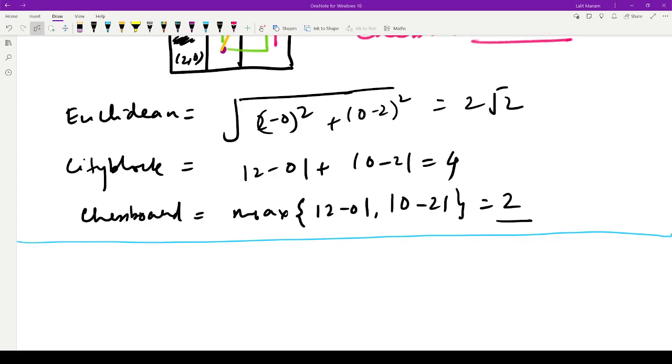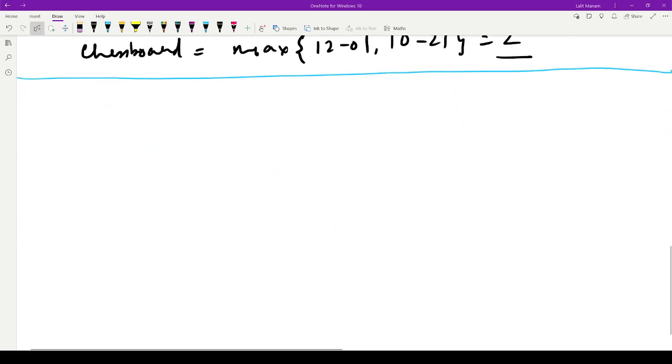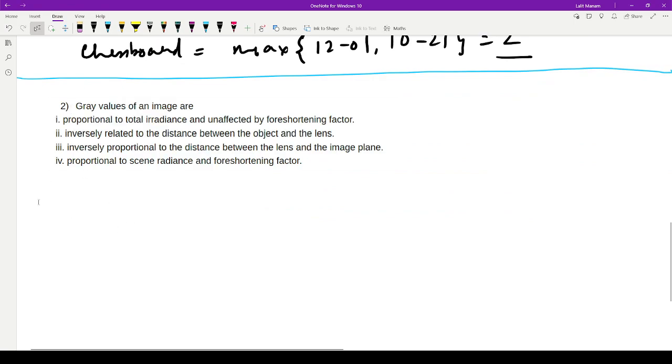Next, what do we have? Okay, so this is something that if you remember, then you can solve it easily. I mean, there's nothing to solve. It's more about how do you remember it.